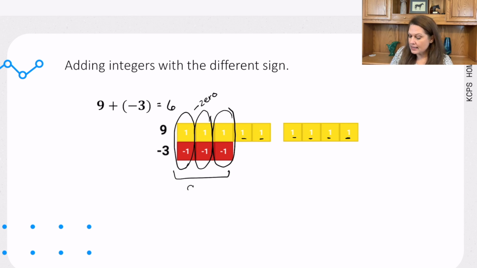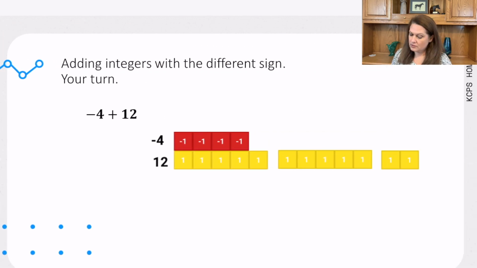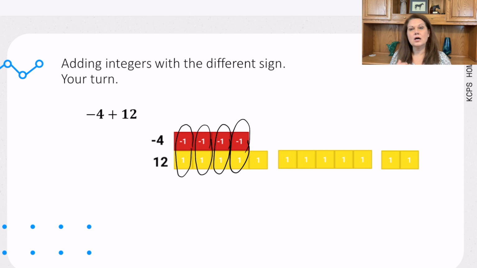Remember, these cancel because they equal 0. So let's take a quick look at another one. Negative 4 and positive 12. Do you see any opposites? I do. So here's a 0, here's a 0, here's a 0, here's a 0. Because they're opposites, they cancel.